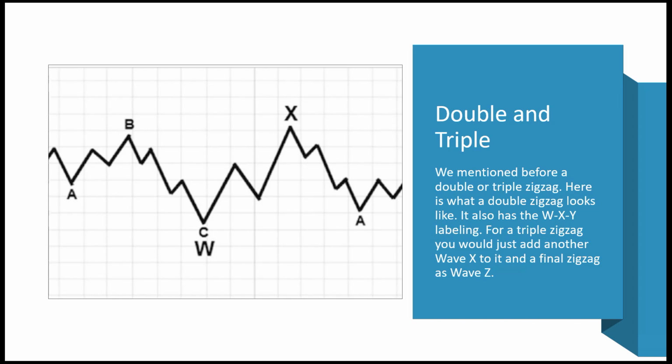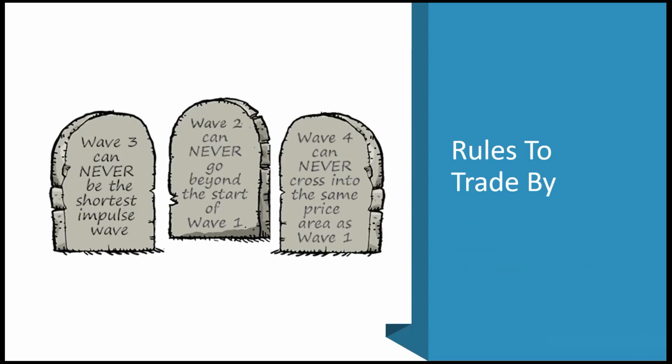You have to get familiar with drawing the waves on your charts, then drawing the subwaves or reducing the time frame and seeing what the waves are trying to tell you. But waves you trade by rules, and they're very strict rules. Wave 3 can never be the shortest impulse wave. Wave 2 can never go beyond the start of wave 1, and wave 4 can never cross into the same price area as wave 1.